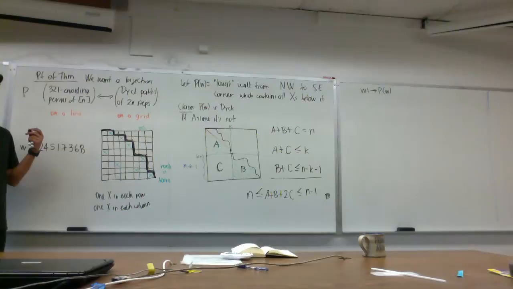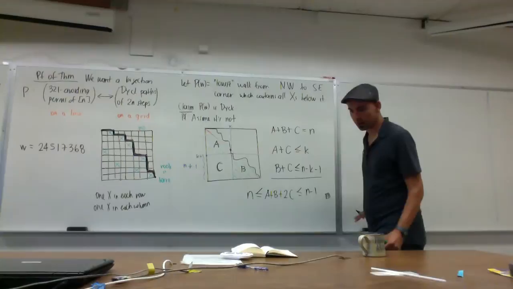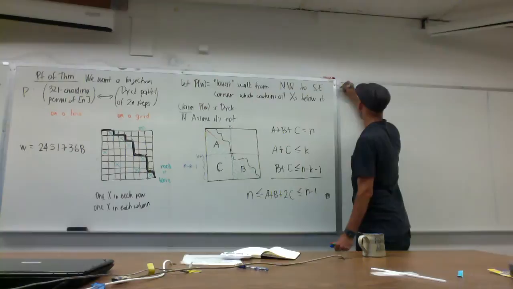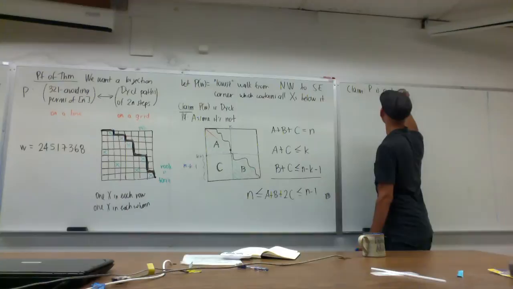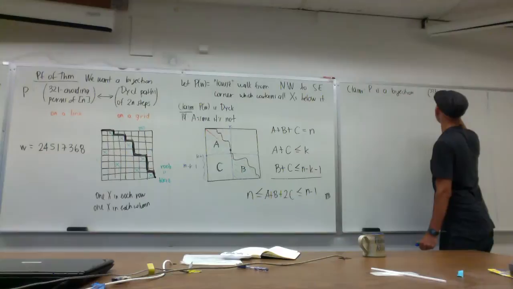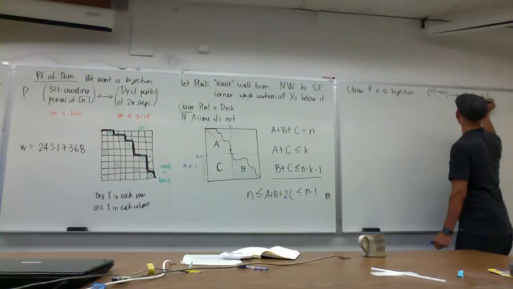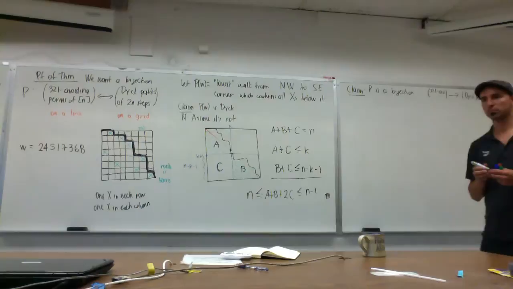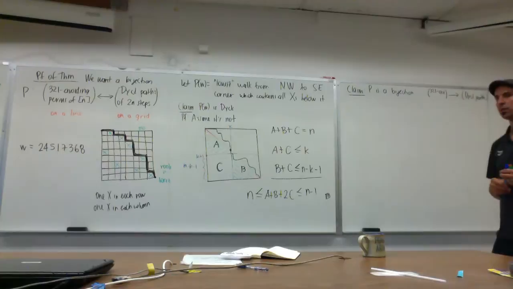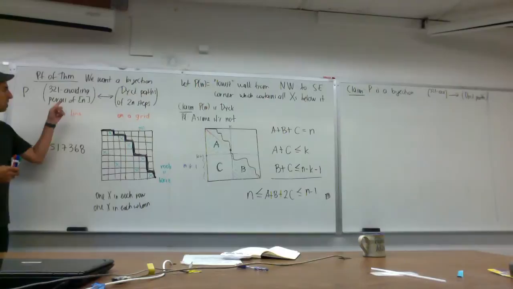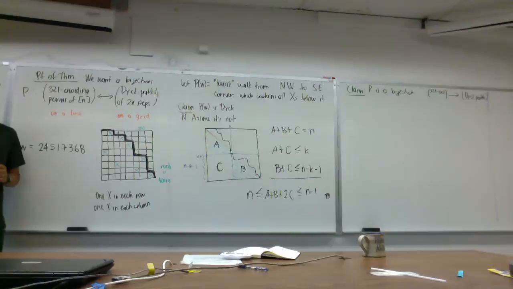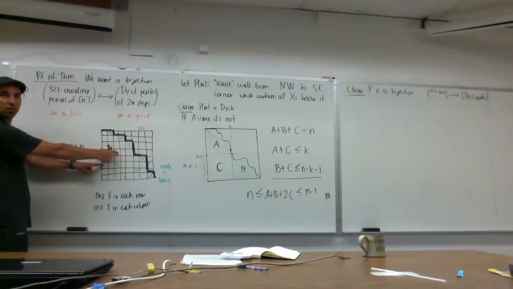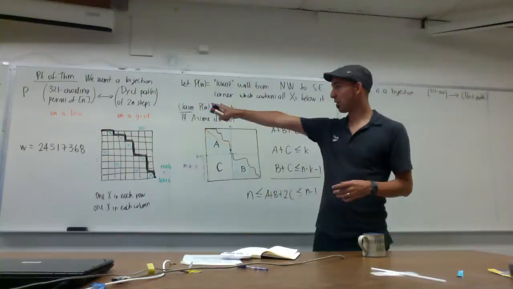So my claim now is that P is a bijection from 321-avoiding permutations to Dyck paths. I have a question. If these were just normal permutations, are you saying that it wouldn't be one to one? What I'm saying is that if you don't restrict to these permutations, then there are several permutations that give you the same Dyck path. Can you come up with an example? I could switch these two X's to be like this. It's a different permutation that has the same Dyck path. So that's why this is not a bijection, but when I restrict it to 321-avoiding permutations, it is going to be a bijection.